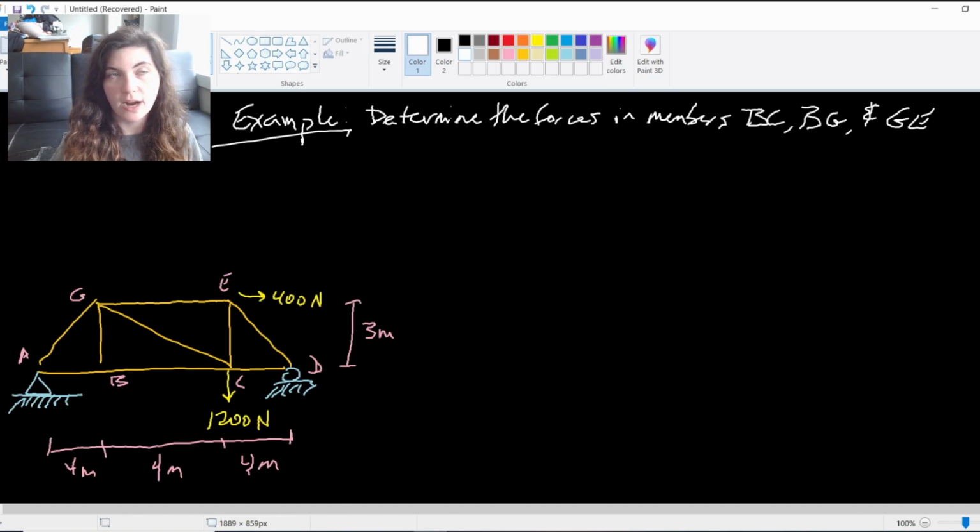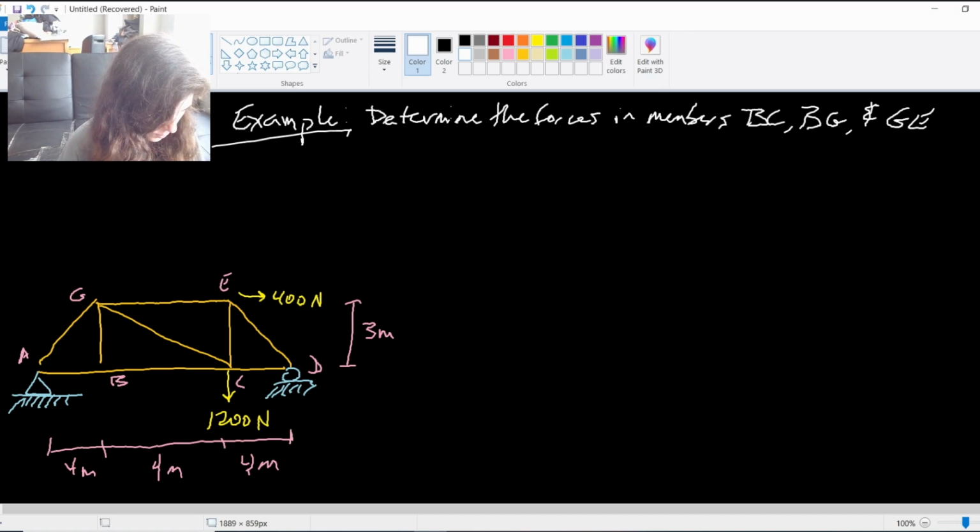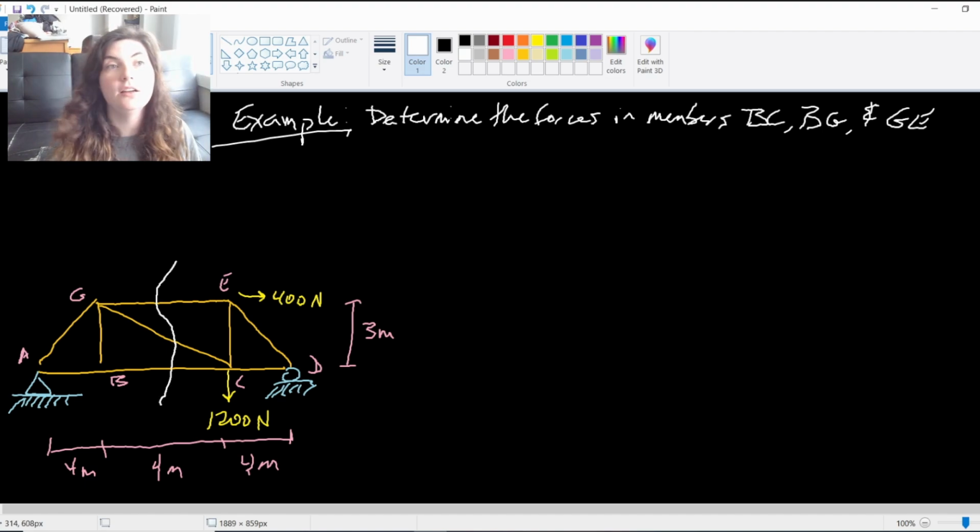So in this example, we're asked to find the forces in members BC, BG, and GE. This makes for a really prime example of method of sections because we can see that if we draw a line through our truss here, we can draw a line that bisects through GE, GC, and BC. So method of sections makes the most sense rather than method of joints, where you're starting at a joint and then you have to go from joint A to joint G, where you're doing this multiple times.